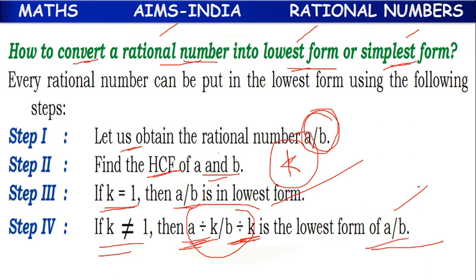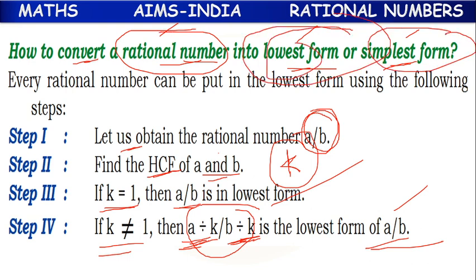That will be the lowest form of a by b. So how to convert a rational number into lowest form, children? Here lowest form and simplest form are both the same. What we have to do? We have to find the HCF of numerator and denominator. If HCF is 1, they are in lowest form. No need to do anything.